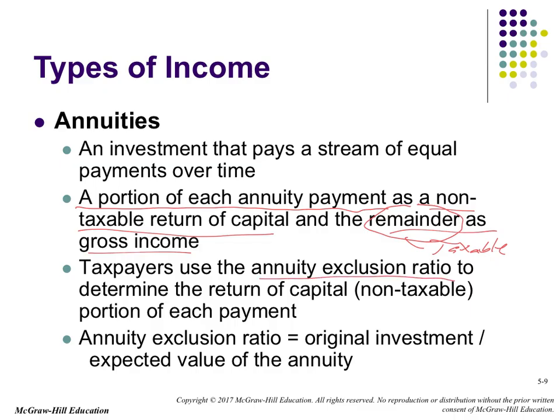So there is an annuity exclusion ratio, and that is going to help us determine the return of capital part, which is non-taxable. And then the remainder is taxable. This last bullet is your formula. We're going to go to the next slide and do an example, and we'll see how that formula works.